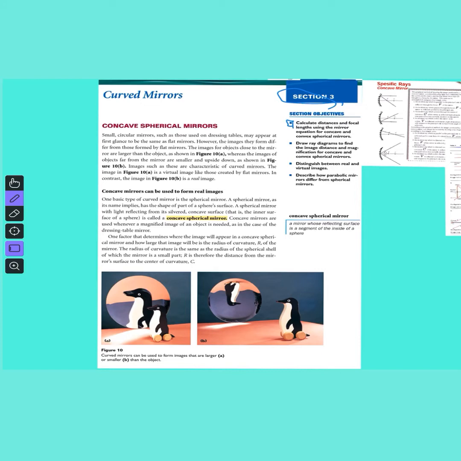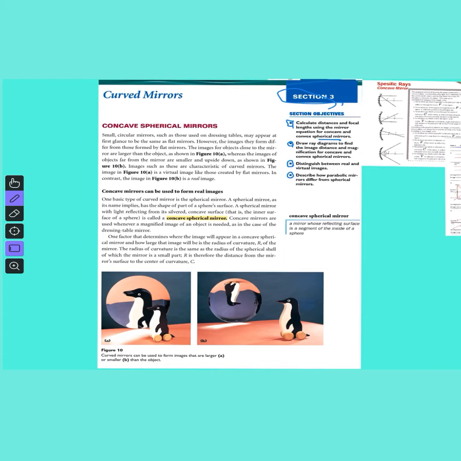and draw the ray diagrams to find the image distance and the object distance. In short, in a nutshell, I can say how the image is formed for the concave and convex mirrors, distinguish between the real and the virtual image, and describe how parabolic mirrors differ from the spherical mirrors, guys.